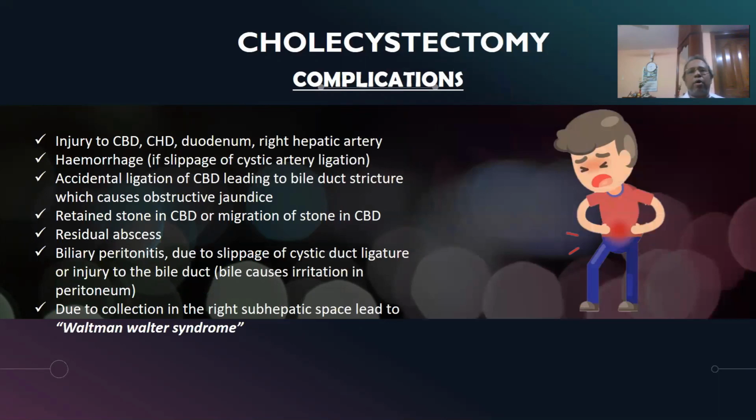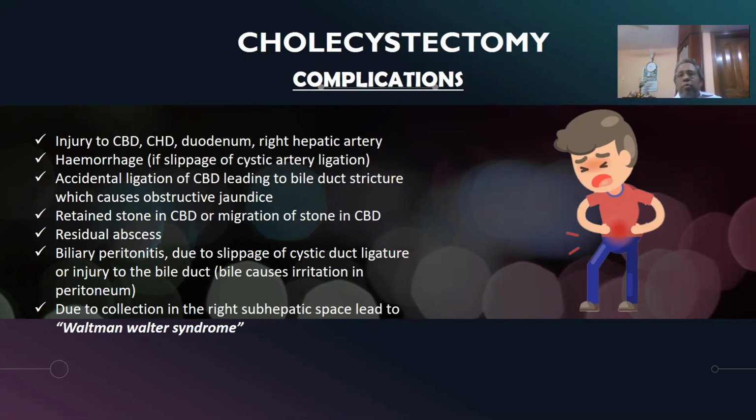So these are about the cholecystectomy. What about the cholecystectomy complications? Every operation has some extent of complications. Somebody has more, somebody has less. Without complications, no surgeon is available in the world. Any patient may develop complications with any surgeon at any time.